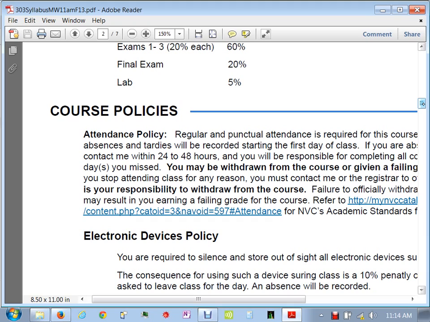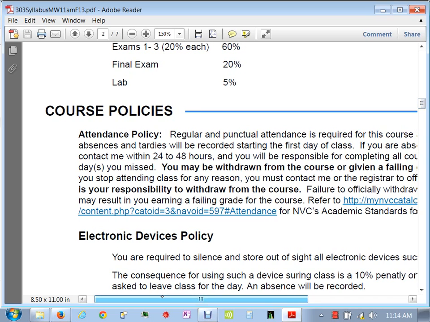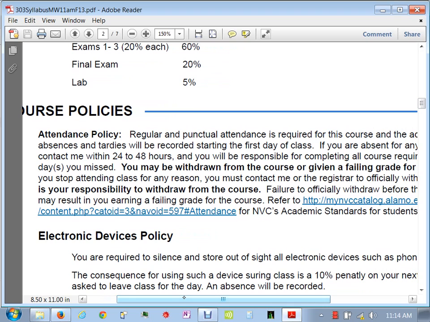So it says it right here. If you don't come, you can be withdrawn. I can drop you, or I can fail you at the end of the semester for non-attendance, regardless of your grade, all right? So I will always warn you ahead of time, you know, hey, you're about to get dropped, or your grade is now up to me because you've been absent more than four times. So four absences is all you get.